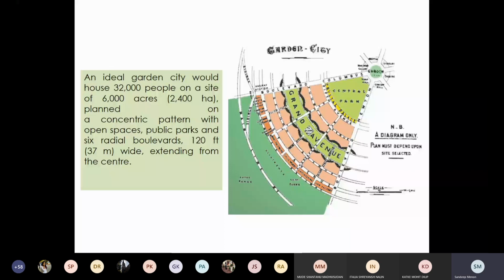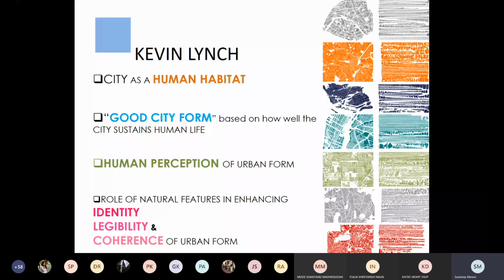And then we have many other theorists. I'm only talking about Kevin Lynch. I don't know if you know about Kevin Lynch, but he came up with the concept of imageability. He spoke about human perception of urban form, how cities should be designed, or how cities are already being perceived by humans, and how you define cities. So how do identity, legibility, and coherence of urban form work? On one side we're talking about human-nature relationships, even though humans are a part of nature, and we're looking at ecology and the environment and how humans work.